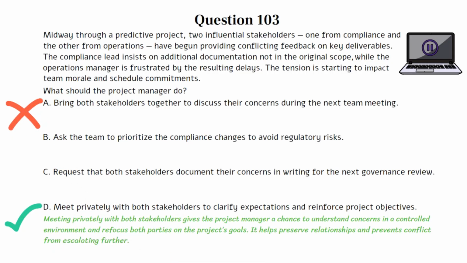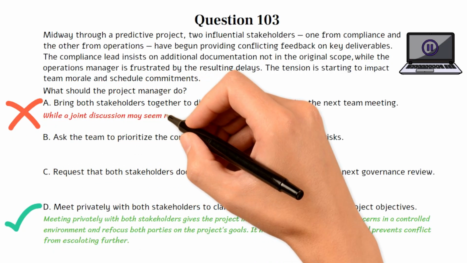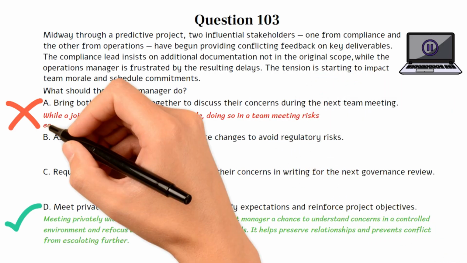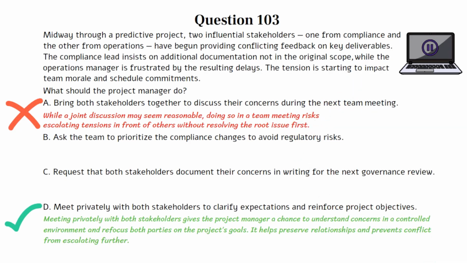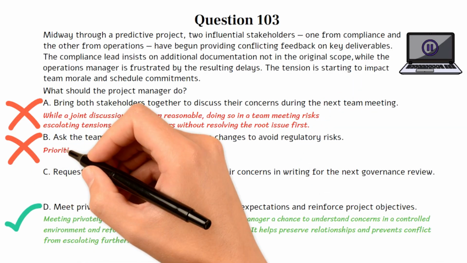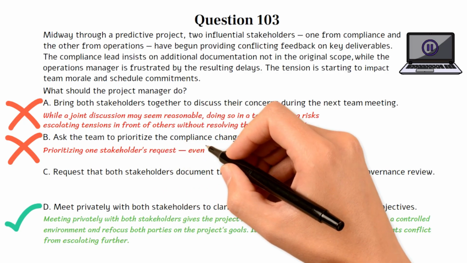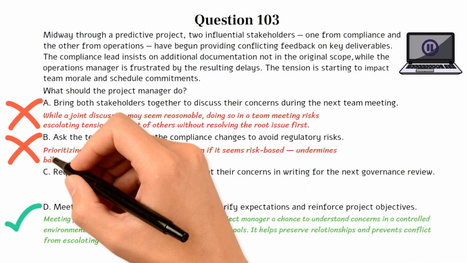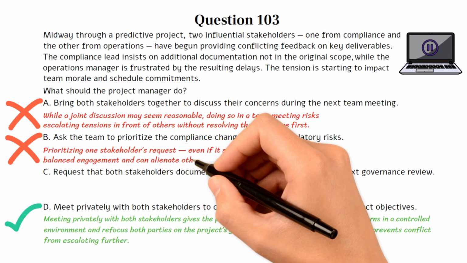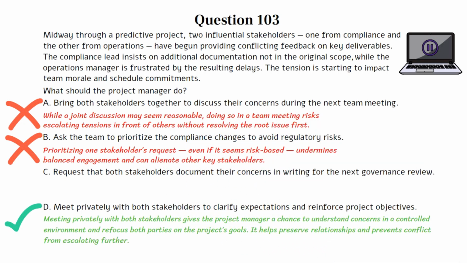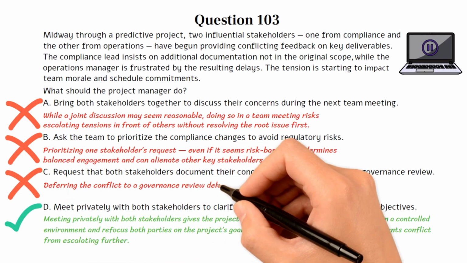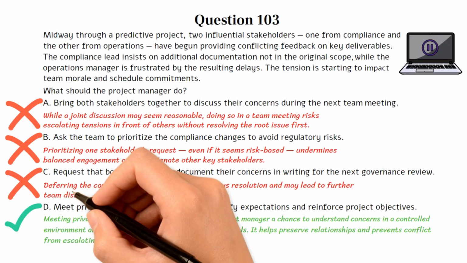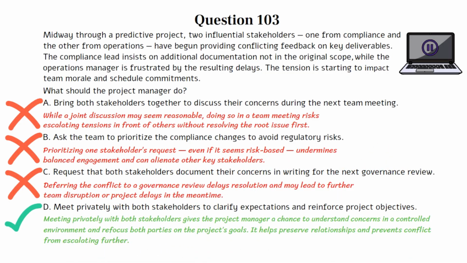Choice A is incorrect. While a joint discussion may seem reasonable, doing so in a team meeting risks escalating tensions in front of others without resolving the root issue first. Choice B is incorrect. Prioritizing one stakeholder's request, even if it seems risk-based, undermines balanced engagement and can alienate other key stakeholders. Choice C is incorrect. Deferring the conflict to a governance review delays resolution and may lead to further team disruption or project delays in the meantime. Let's move on to the next question if you're ready.